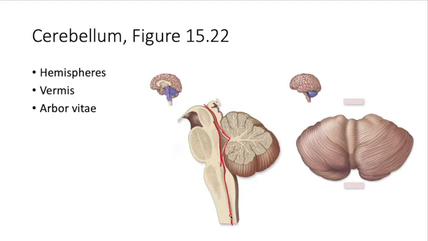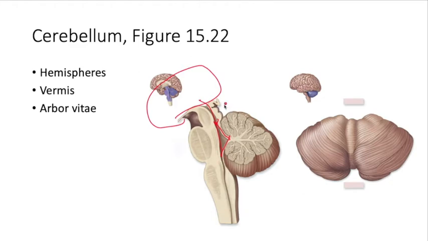So the third ventricle, hopefully you remember, is between the two halves of the thalamus, the right and left half of the thalamus. And then from the third ventricle, the CSF is going to flow through this tube called the cerebral aqueduct, and it's going to come to the fourth ventricle here.